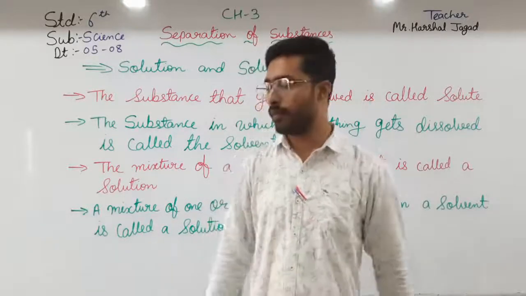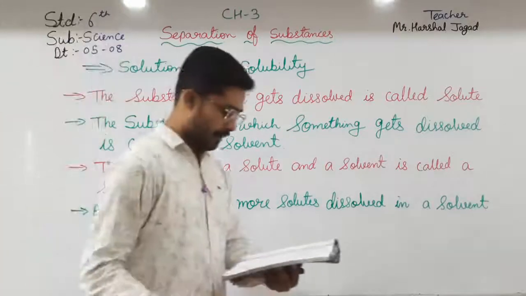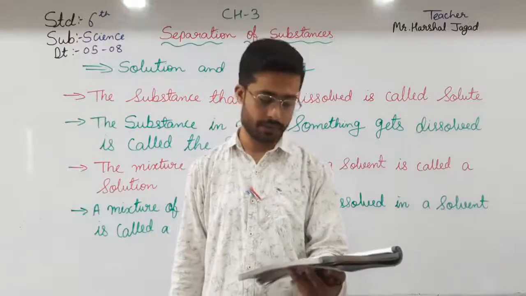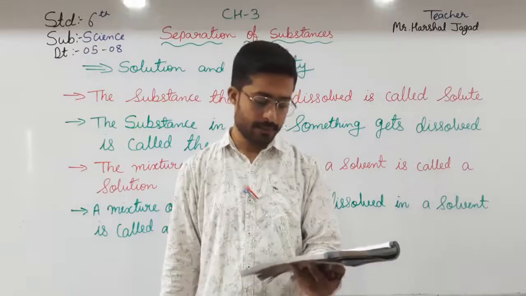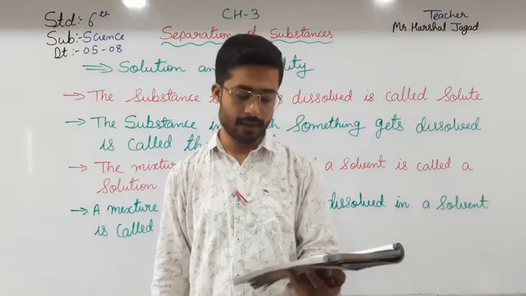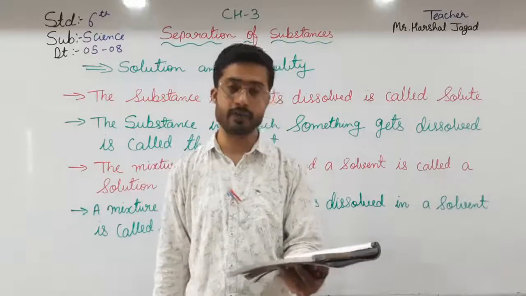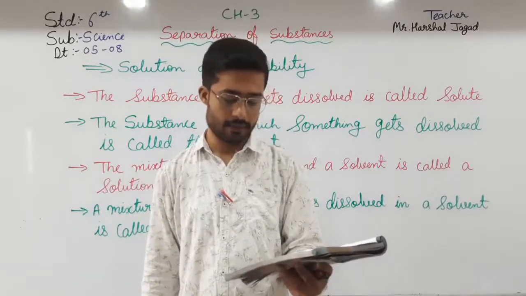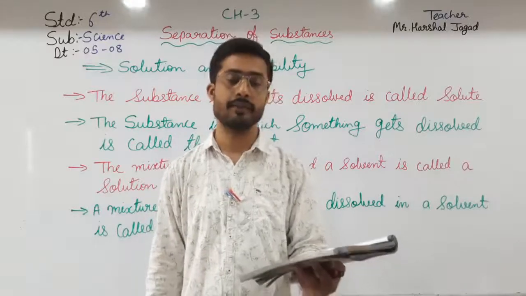Okay students, now moving forward, a solution can be represented as solute plus solvent is equal to solution. For example, salt plus water gives salt solution. A substance may be soluble or insoluble in a liquid. Soluble substances are those that get dissolved in a liquid. For example, salt and sugar are soluble in water. Insoluble substances are those that do not get dissolved in a liquid. For example, sand and chalk are insoluble in water.